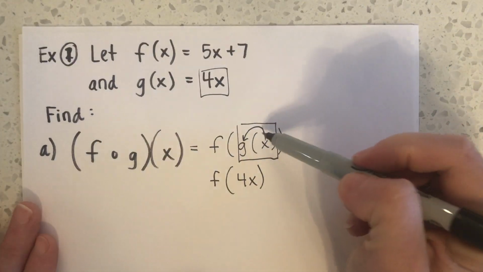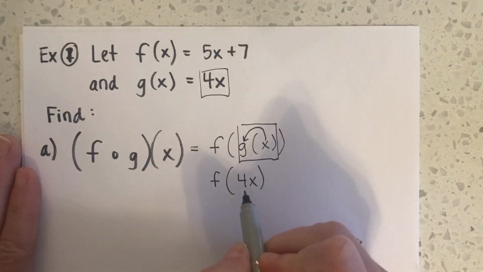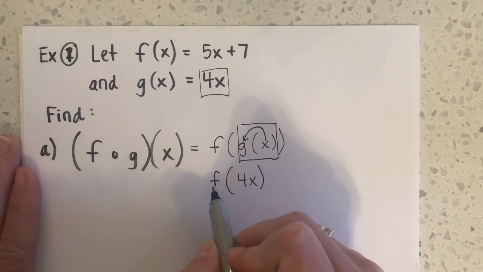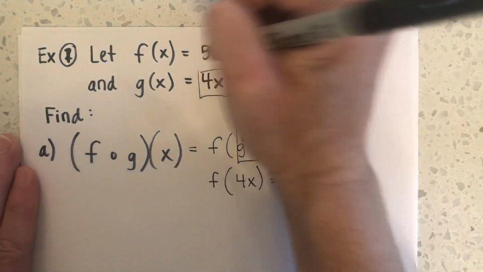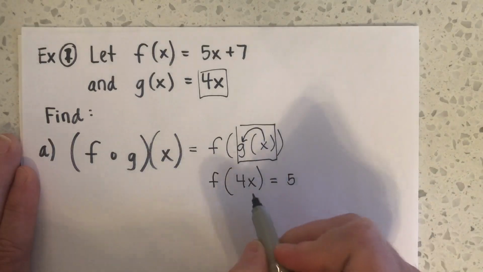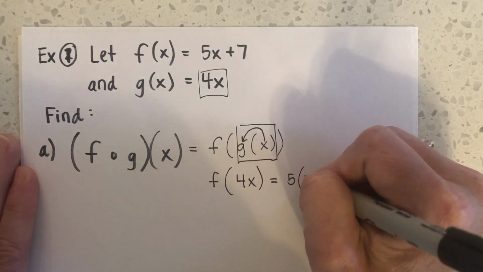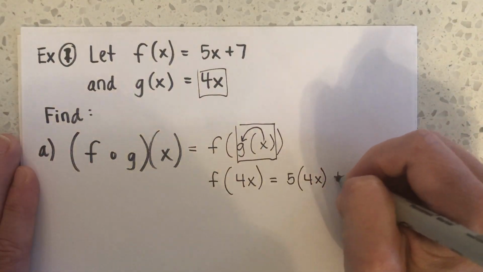You're taking the entire g of x function and you're plugging it into f. So now you're going to take 4x and plug it into function f. So go to function f and start rewriting it. 5 times x, but take x out, put 4x in because we're plugging 4x into function f. And then don't forget your plus 7.